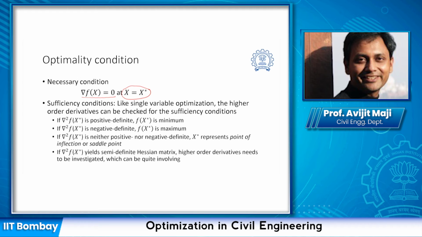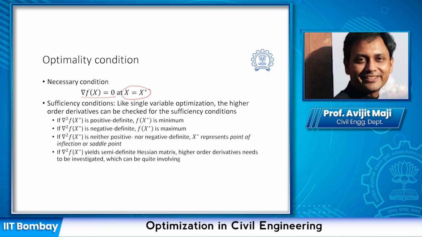Similar to the single variable optimization problem, the higher order derivative of the multivariable objective function can be checked for the sufficient condition. So the necessary condition gave us the point where the slope is going to be 0, and the sufficient condition is going to indicate whether that particular point is good to obtain a minimum value or maximum value, or it is not going to yield any of them, rather it is going to give us a saddle point.